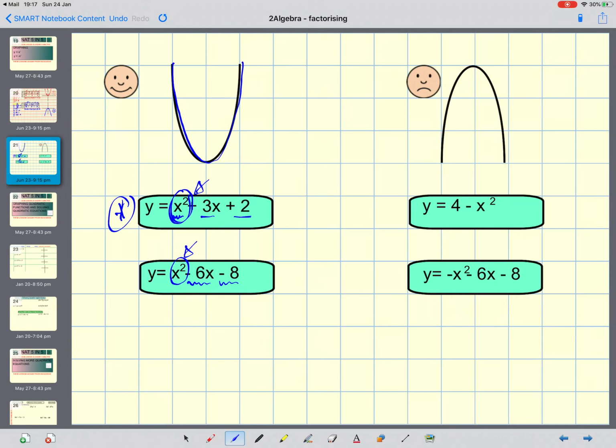If I look over here to my sad shape, again you're looking out for that negative x squared. You've got 4 adding on to this, but it doesn't matter, it's still going to be that same shape, that sad face. And again, these two are very similar to each other, but I've got a negative on the outside of this x squared, so this one again is going to be a sad face. So it's a really important skill just to be able to identify that x squared and know what your shape looks like, or identify that negative x squared and know what your shape looks like.